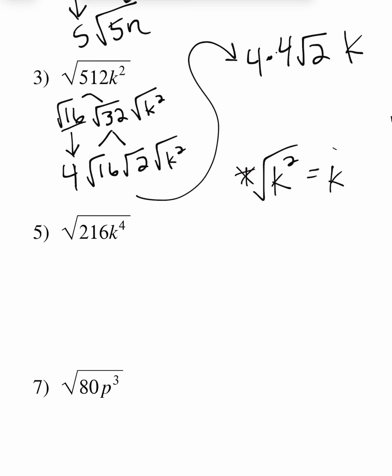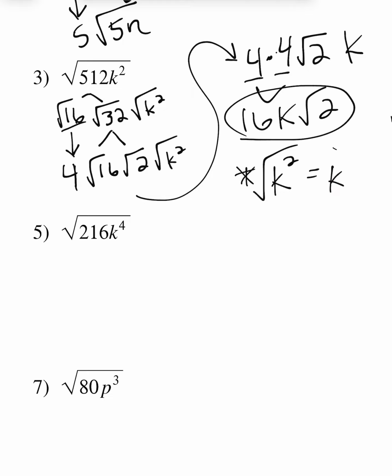So now that we've taken everything out of the house that we can, and what remains in the house is going to remain, we take everything that's outside of the house and we multiply it together. So starting with what is 4 times 4? 16. And we have this k here that will have to remain outside the house. And then this radical 2 cannot come out of the house because it cannot be further simplified.